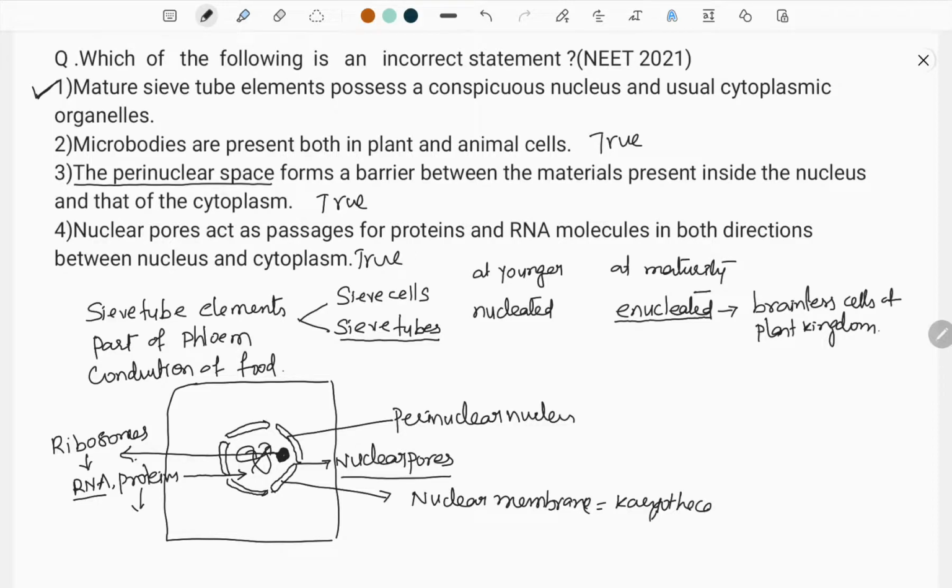So the fourth statement is true, the third statement is true, the second statement is true, and the first statement is false. It is untrue. Why is it false? Because of mature sieve tube elements. Remember the term mature. If we say just sieve tube elements, it may not be false. But as stated here, mature sieve tube elements, it is wrong because mature sieve tube elements lack the nucleus. So it is option 1.